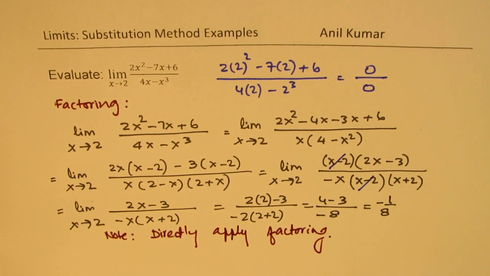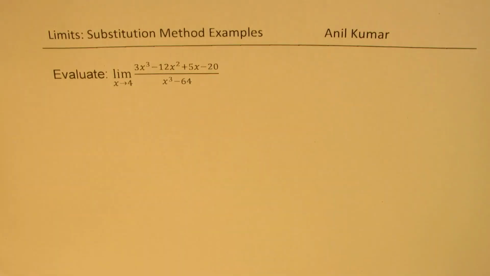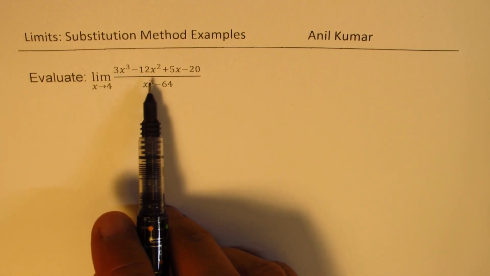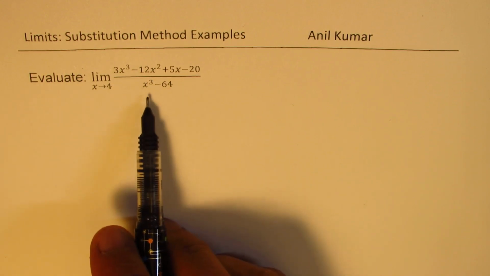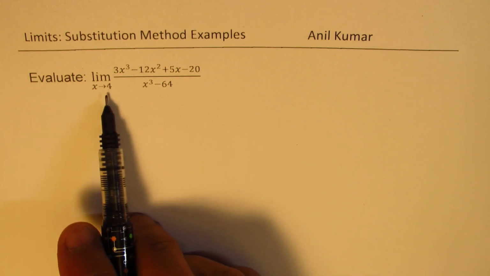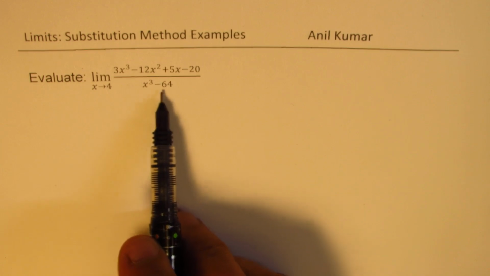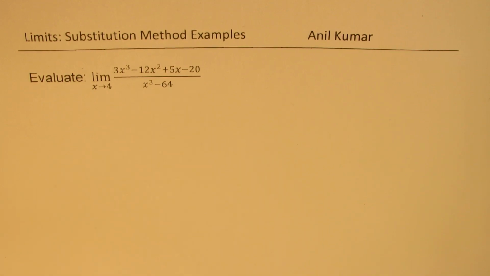Okay. So here is another example for you. Well, this is also a factoring example. If you substitute 4 here, you do get 0 over 0. I would like you to, at this stage, pause the video, solve this, and then look into my suggestions. The example here is to evaluate limit when x approaches 4 for 3x cubed minus 12x squared plus 5x minus 20 over x cubed minus 64. If you substitute 4 here, you will get 0 over 0. So that means there is a factor x minus 4 in both numerator and denominator.